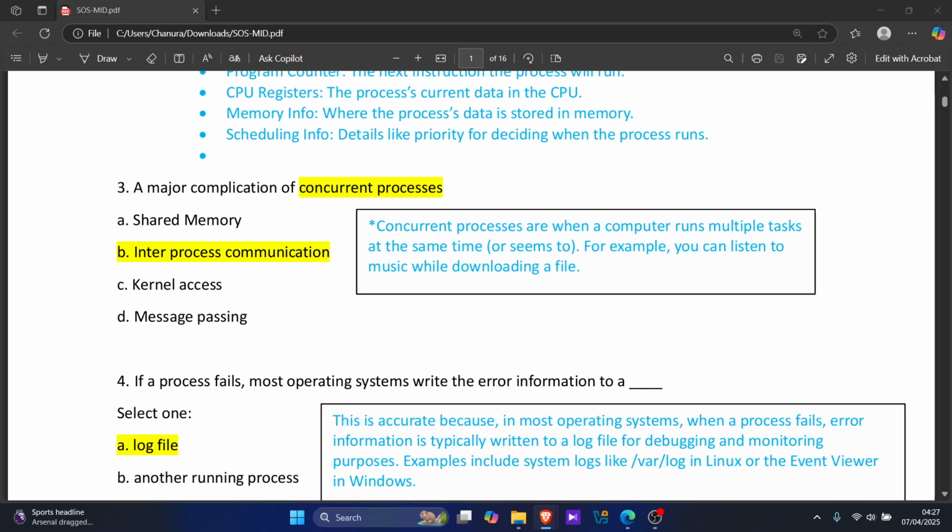Inter-process communication and message passing are methods, but their complications might be part of the problem. However, the classic issue with concurrency is managing shared resources, which is directly related to shared memory. Without proper synchronization, shared memory can lead to race conditions, which are a major headache in concurrent programming. Kernel access might involve context switching, which can be a performance issue, but maybe not the primary complication. So I think the answer is A, shared memory.